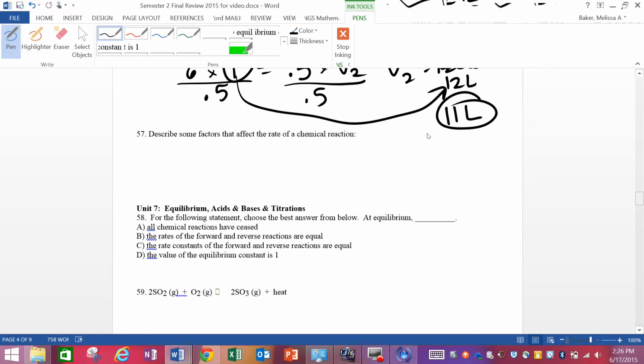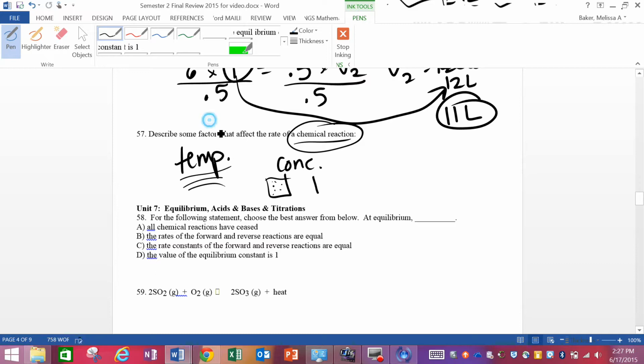57, what are some things that speed up or slow down a chemical reaction? So temperature is one. If you heat up a solvent, it's going to have molecules moving much faster in it, and you'll be able to react with your solute much faster. Or the opposite, if you cool something down, your reaction is going to slow down because the molecules are moving slower. How about concentration? If you've got a solvent that is really concentrated, it's going to react a lot faster because there's more to react with.